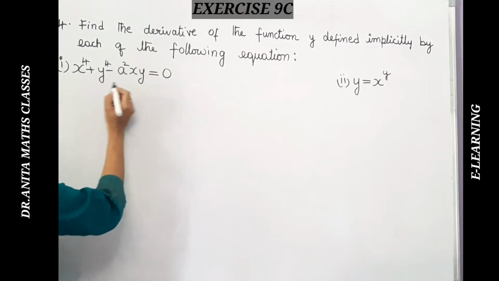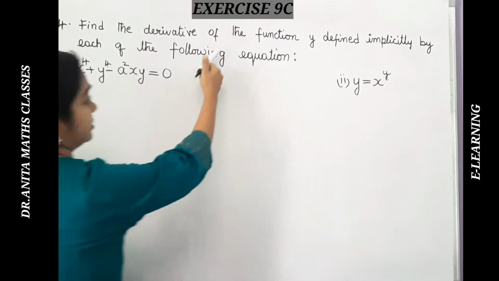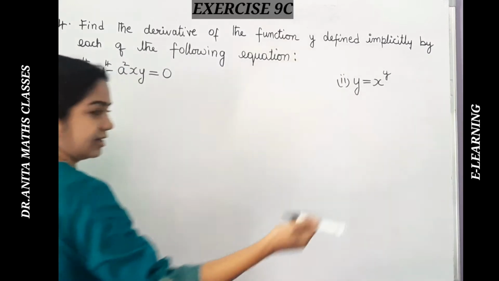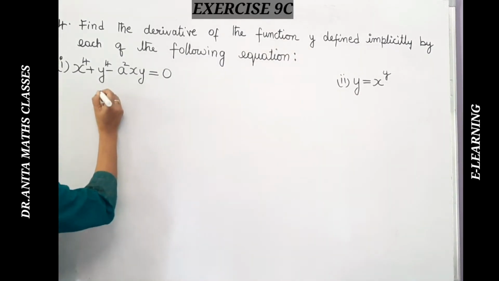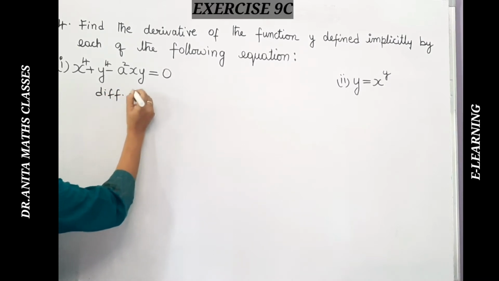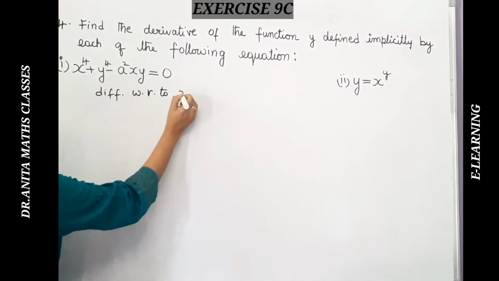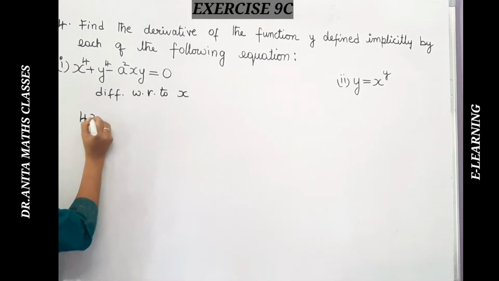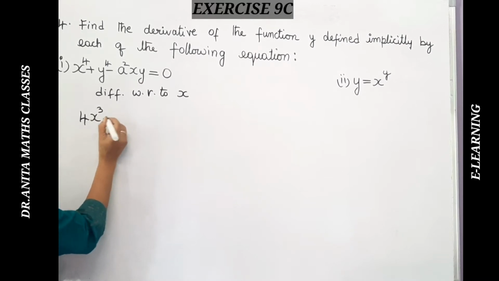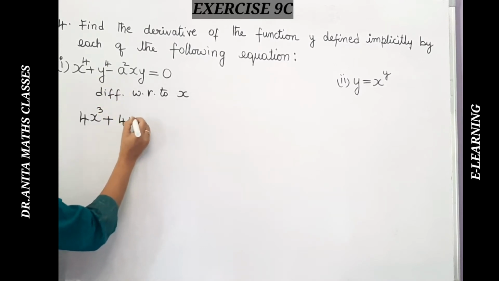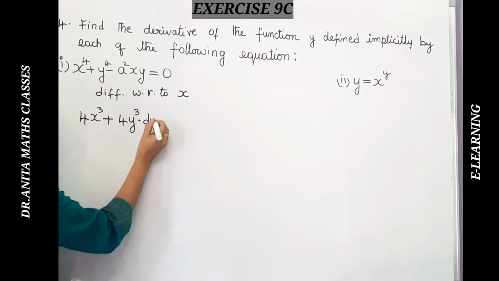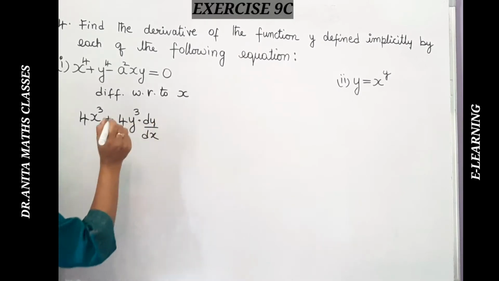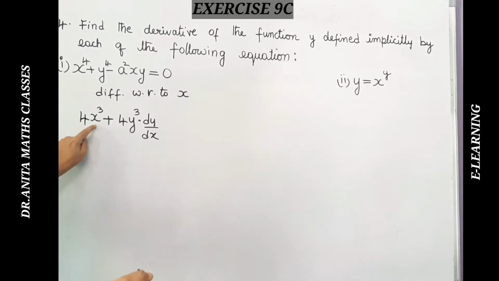Now we'll be derivating with respect to x, the derivative of the function y with respect to x, obviously. So differentiating with respect to x, that means d by dx of x to the power of 4 becomes 4x cube. Again dx by dx is nothing but 1, plus here 4y cube. Again here we get dy by dx because the function is not in x. If it is in x, dx by dx is 1. The function is in y.